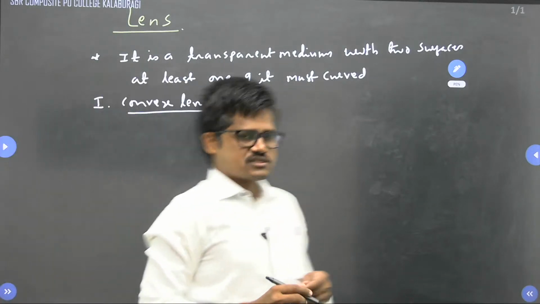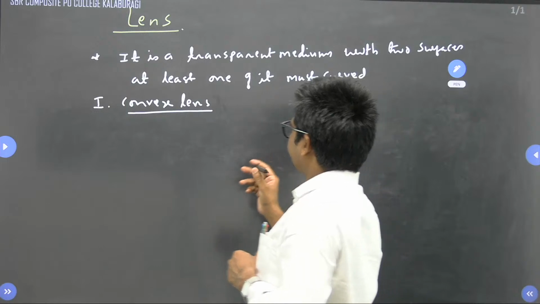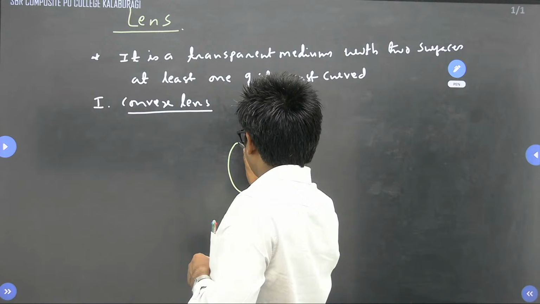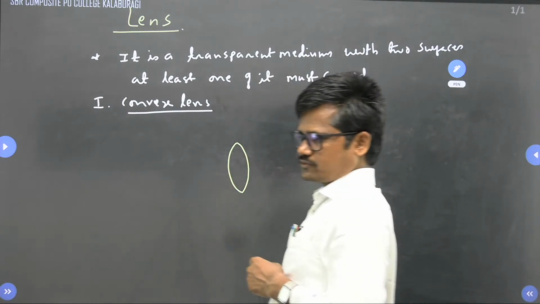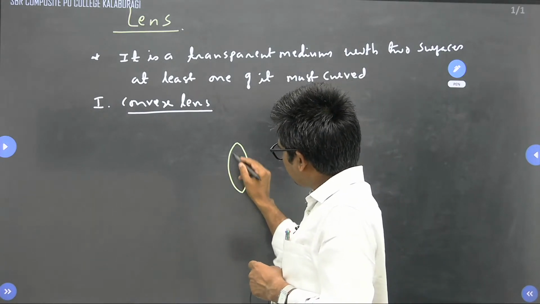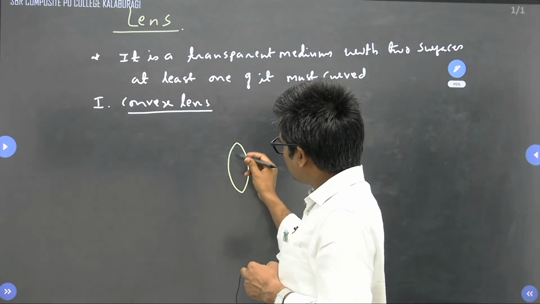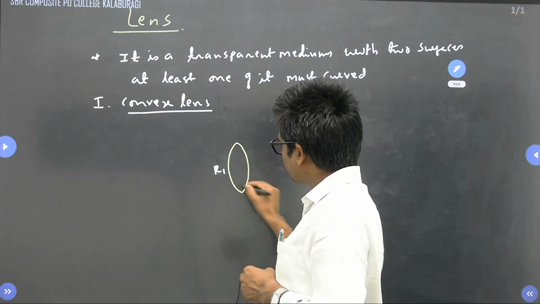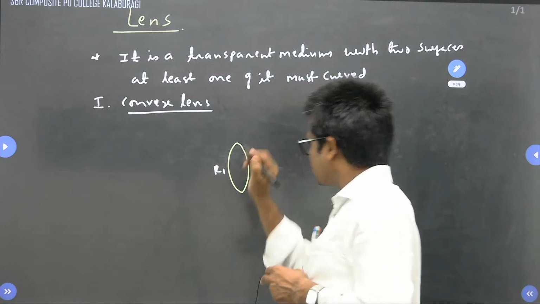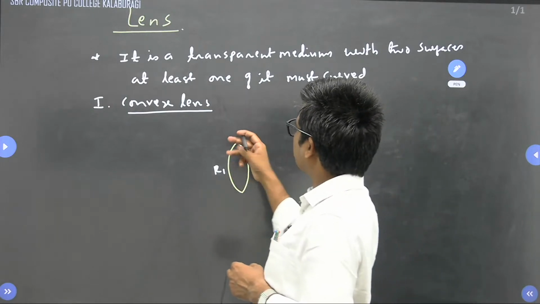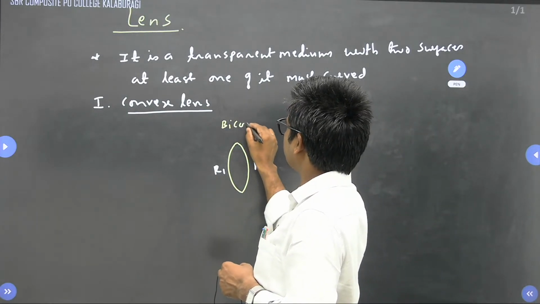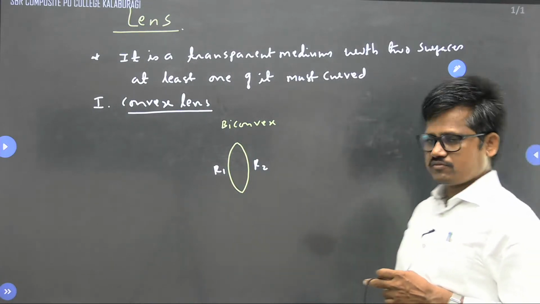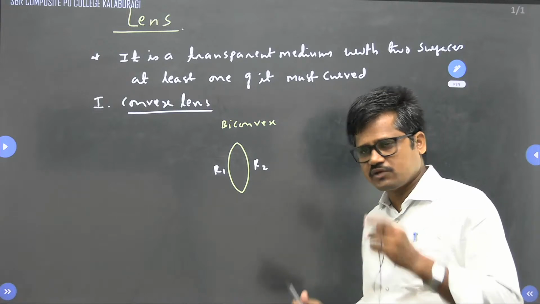So the convex lens again has two bounded surfaces. The important thing here is, let me take this convex lens. There are two curved surfaces, so there are two radii of curvature. Let the radius of curvature of this surface be R1 and of the other be R2. So this is called a biconvex lens. If both radii of curvature are the same, that is equiconvex.